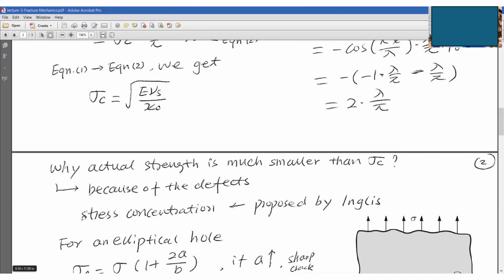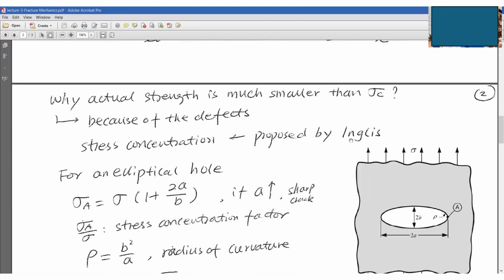Why? Because for any practical specimens, there are a lot of defects, okay? A lot of voids, flaws, defects. So as a result, we will have stress concentration. And this is proposed by Professor Inglis.